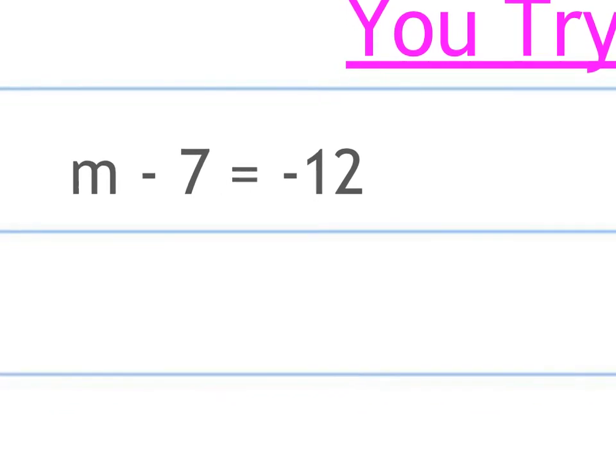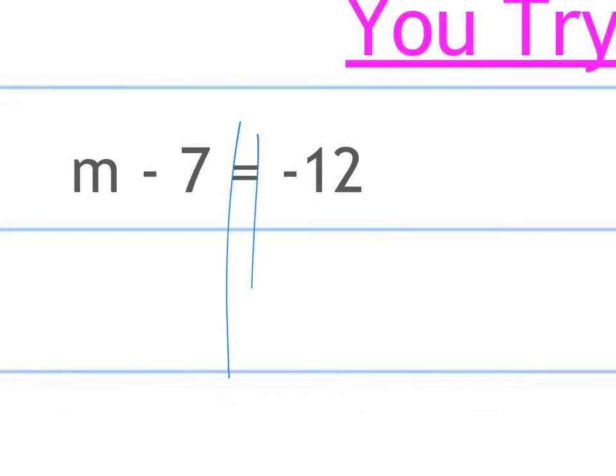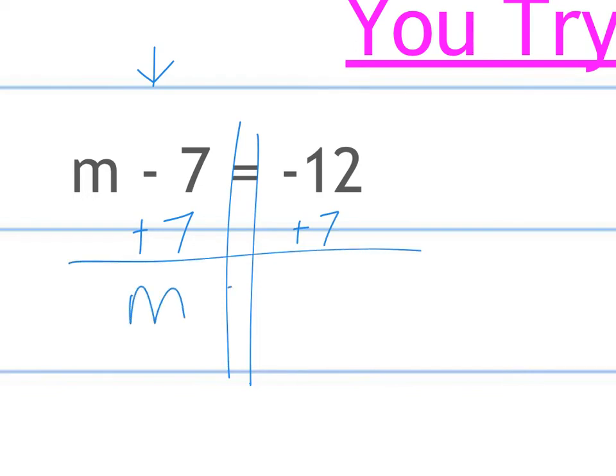First one, m minus 7 equals negative 12. Train tracks. Since our variable is on that side, that's the side that we are working on. We have to get rid of the minus 7 by adding 7 to both sides. So then m equals, well, negative 12 plus 7. Signs are different, so we subtract. 12 minus 7 equals 5. So our answer will be negative since we have more negatives.